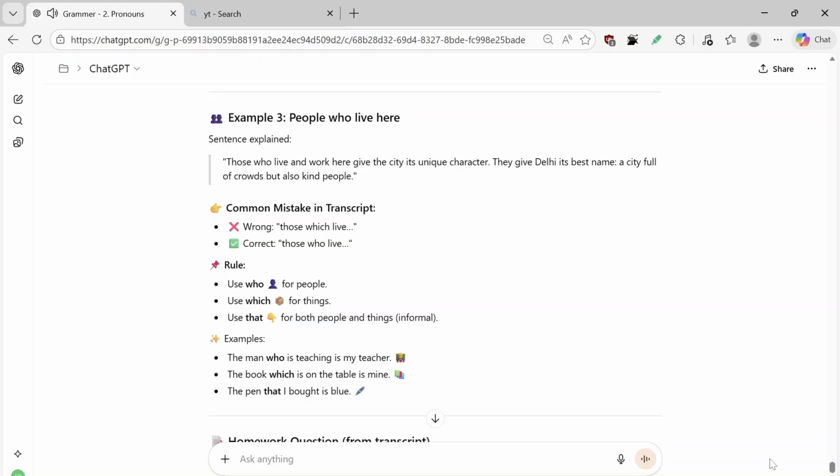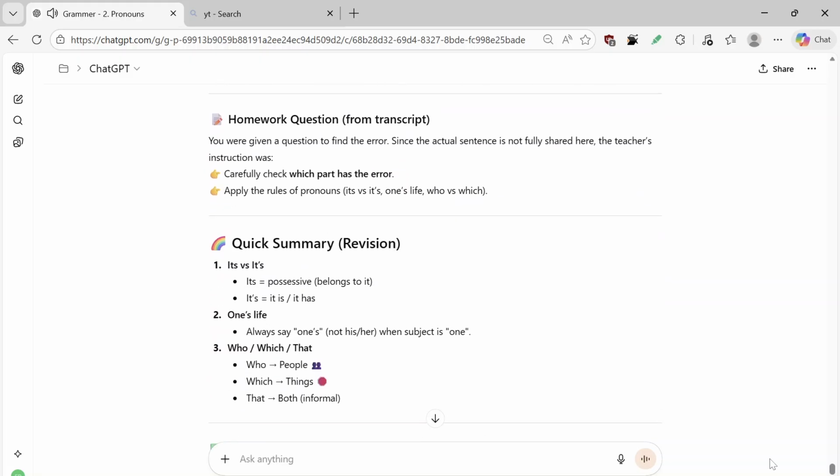Homework question from transcript. You were given a question to find the error. Since the actual sentence is not fully shared here, the teacher's instruction was: carefully check which part has the error. Apply the rules of pronouns: its versus it's, one's life, who versus which. Quick summary. 1. Its equals possessive, belongs to it. It's equals it is, it has. 2. One's life: always say one's, not his or her, when the subject is one. 3. Who, which, that: who for people, which for things, that for both.